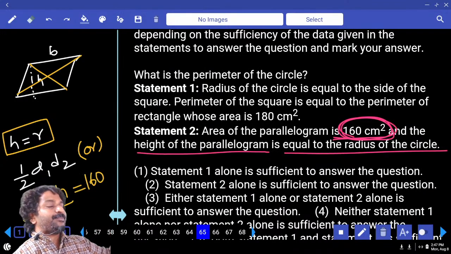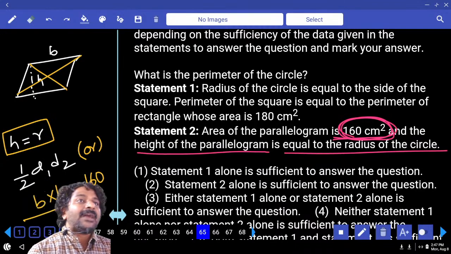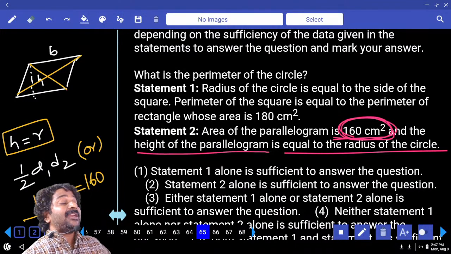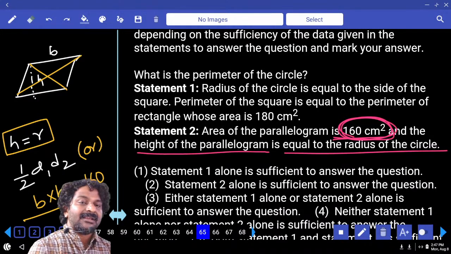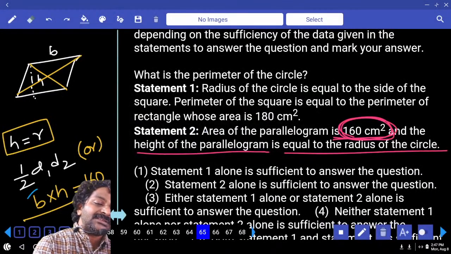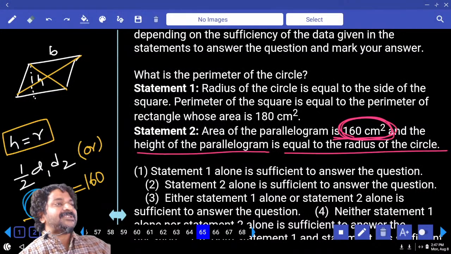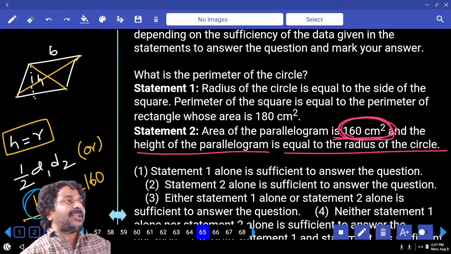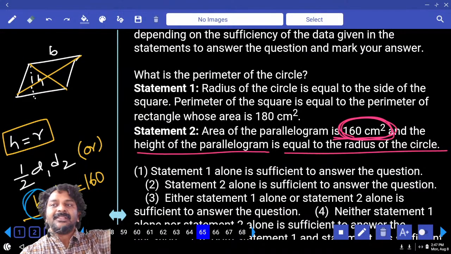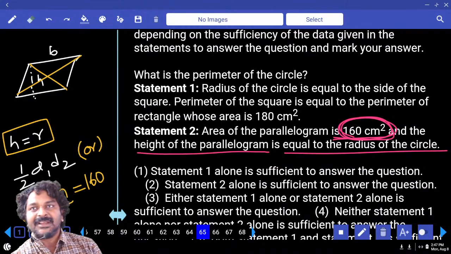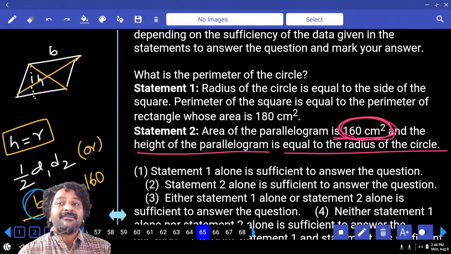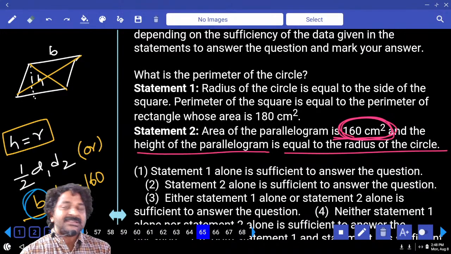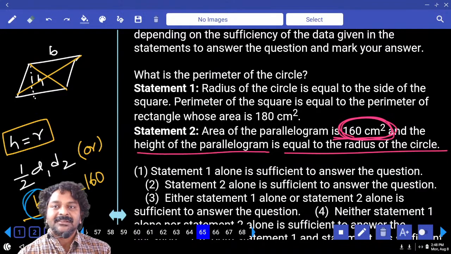Do we know how much is the base of the parallelogram? So can we get the height? See, when you know the base, then we can calculate how much is the height. As height and radius both are equal, we will get the radius also. Then using that we can calculate the perimeter of the circle. Right? But we know that base into height is 160 and at the same time we don't know how much is the base value. So it is impossible to get the height. When you don't know the height, radius cannot be calculated.